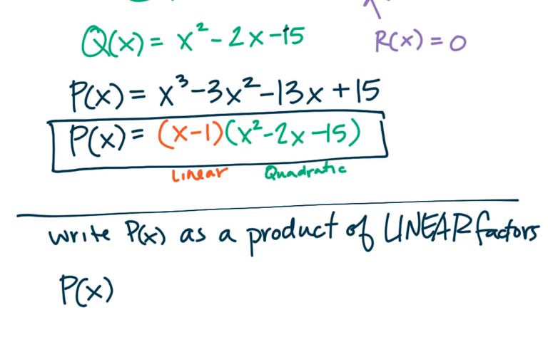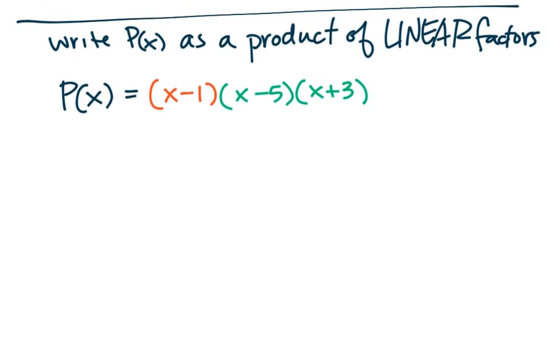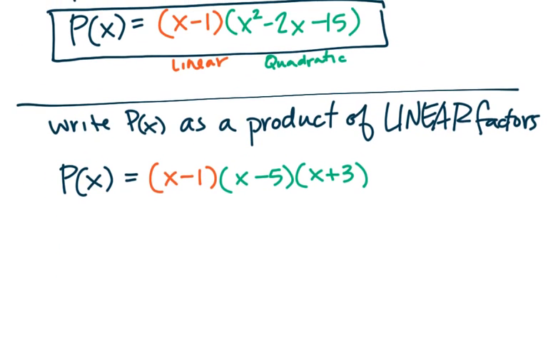So p of x equals x minus 1, which is already linear. Can I factor my quadratic part, the part in green, which was originally my quotient? The answer is yes: x minus 5 and x plus 3. Now I've written it as a product of linear factors. If I asked you to tell me the zeros now, that should be pretty easy: x equals +1, +5, and -3. So we know the zeros of our function.